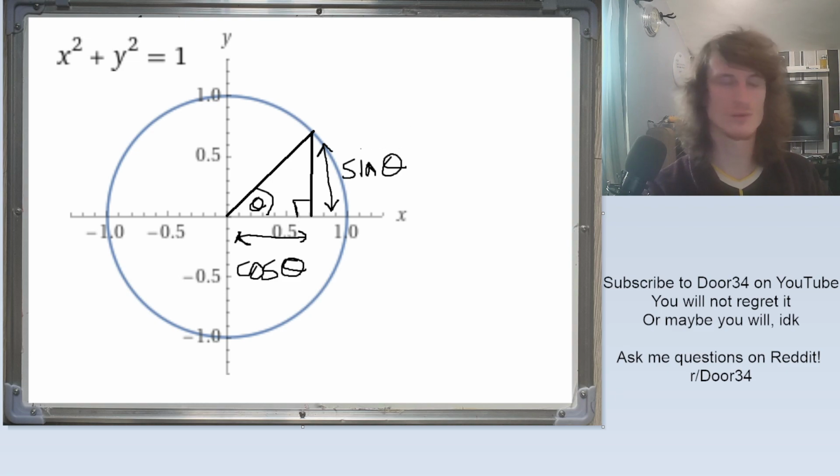And yeah, so this is also where the famous equation, cosine squared of theta plus sine squared of theta is equal to 1, comes from. So it's literally just plugging in these values for x and y. You can see that there. So if this is cosine, this is sine, then you get the formula.